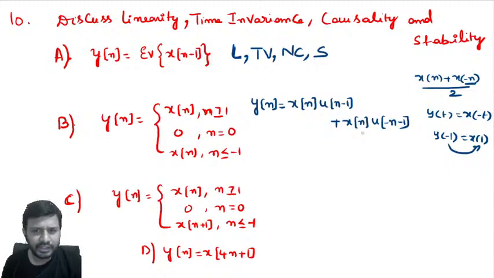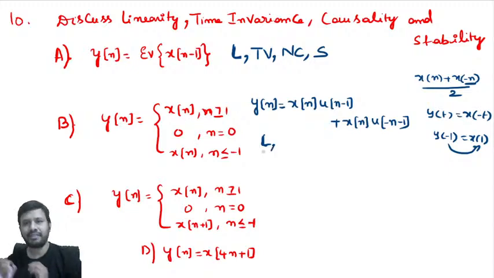You can draw the input output characteristics also if you wish. Right? What is it? Linear or non-linear? So it is linear. Pakka linear. Try to draw the input output relationship. Linear it will come. Or you apply the principle: x1 of n you apply, x2 of n you apply, a into x1 of n plus b into x2 of n you apply. Linear.